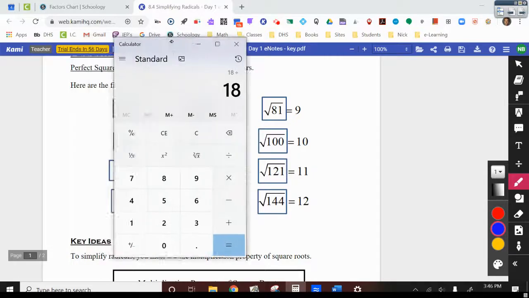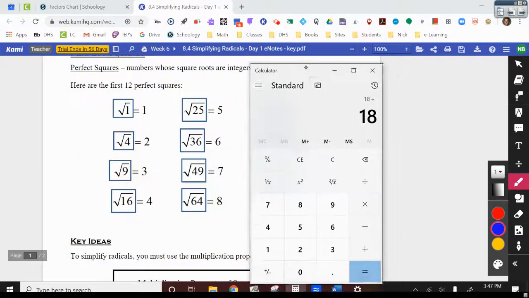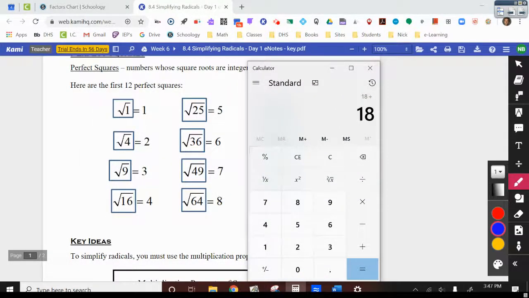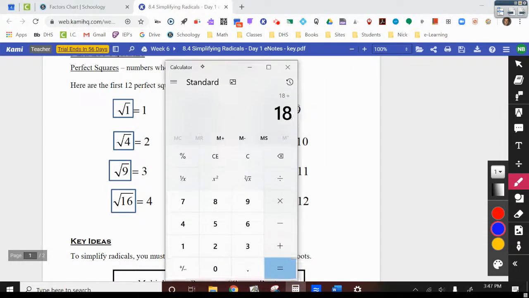Obviously the numbers on the right here are going to be way too big to go into 18 evenly. On this side, 25 is way too big. So I'm looking at these four perfect square numbers: 16, 9, 4, and 1. Well, 16 is not going to divide evenly into 18. If I try that, I get 1.125. But I already know that 9 will divide into it. So I can take 18 divided by 9, which gives me 2. So that is what I'm looking for.